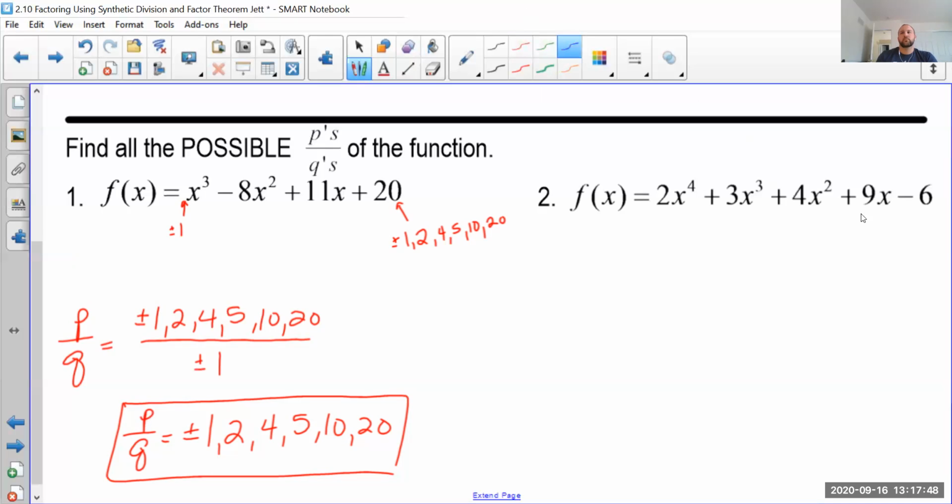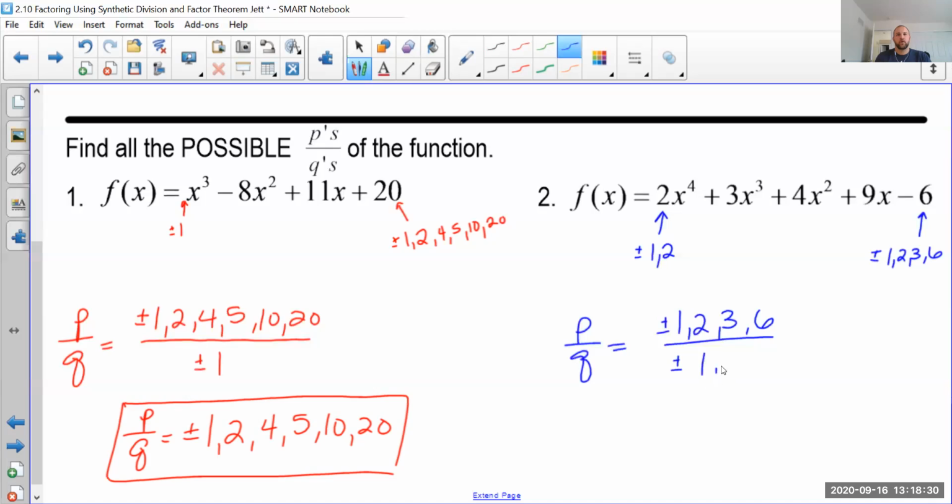Second one here. Factors of the last term: 1, 2, 3, 6. Again, those are all positive or negative. Factors of the first term: 1, 2. Again, positive or negative. So remember, P's over Q's are the last numbers. It's kind of opposite of what you would think. Last numbers go first on top, first numbers go on bottom. So I have positive or negative 1, 2, 3, 6 over positive or negative 1, 2.